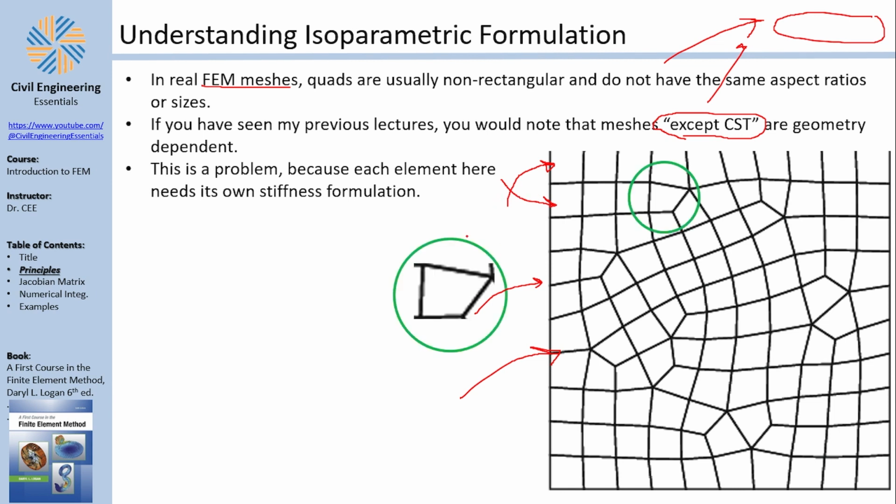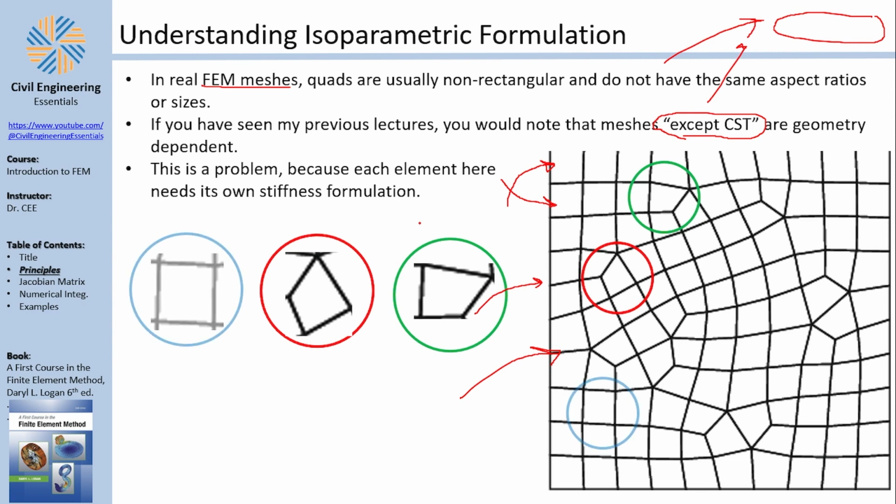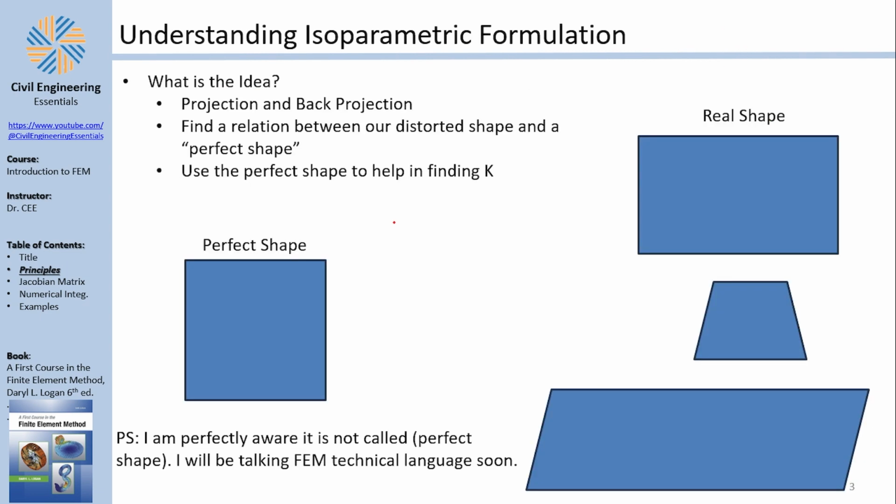So once again, to reiterate, you have different mesh elements. As you can see, each of them has a different type or different shape, which means that if you want to use geometry-dependent formulations, each one would have different values and different ways, and each one would be its own problem. So in that case, what is the idea of the isoparametric formulation?